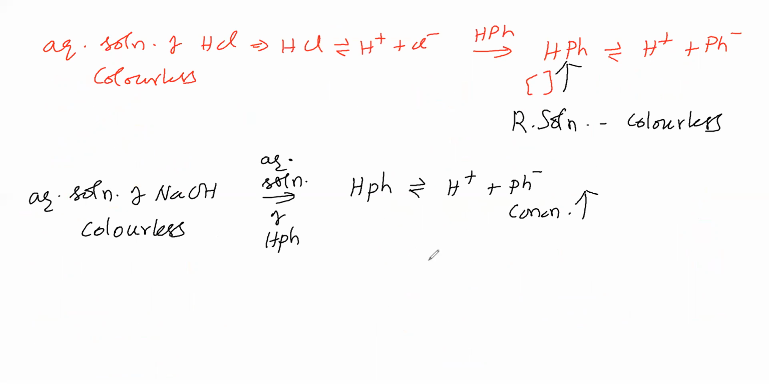Therefore, which color does this resultant solution have? In the sense, this ionized form color. This ionized form is dominating in the resultant solution, so that color will appear in the resultant solution. So what color is it? Pink. Therefore the resultant solution has pink color, we can say.